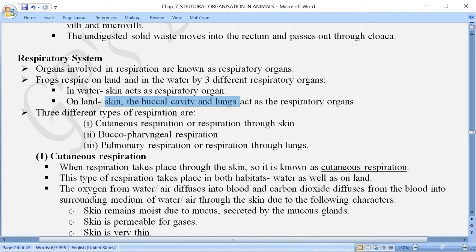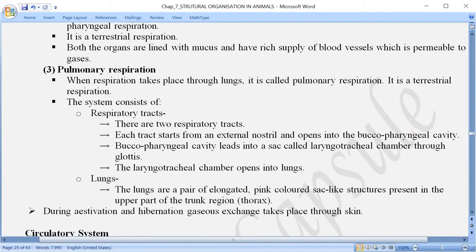Here all these I have discussed for the adult form, but when we talk about the tadpole stage, they do not have lungs at that time. They cannot even come out of the water. At that time they have gills, which are suited for exchange of gases from the water. So that was about the respiratory system.